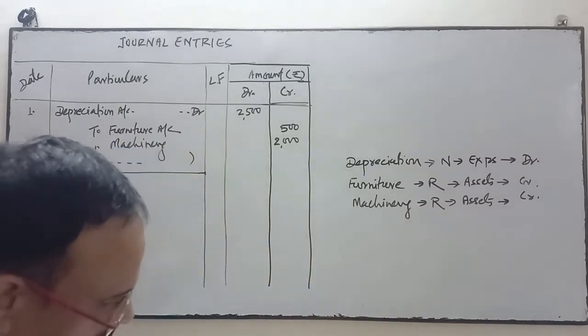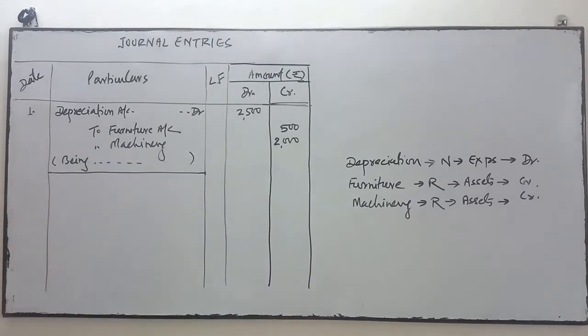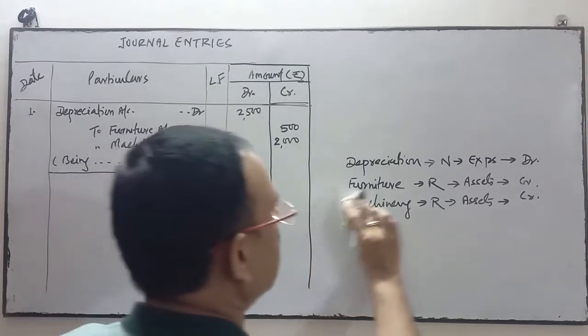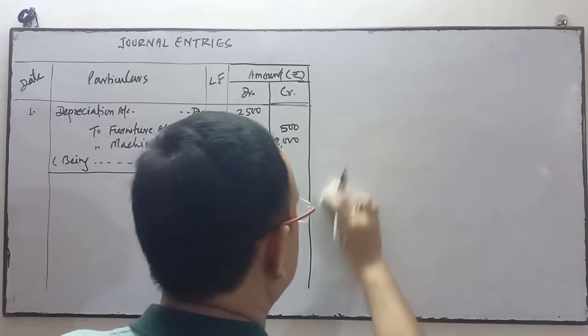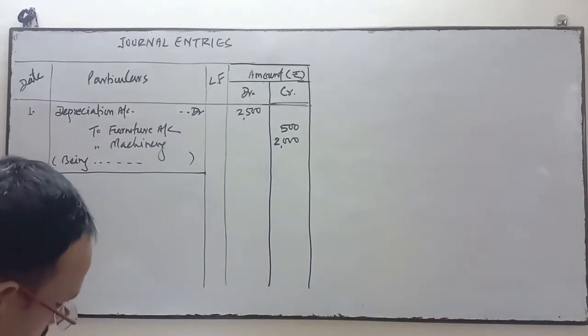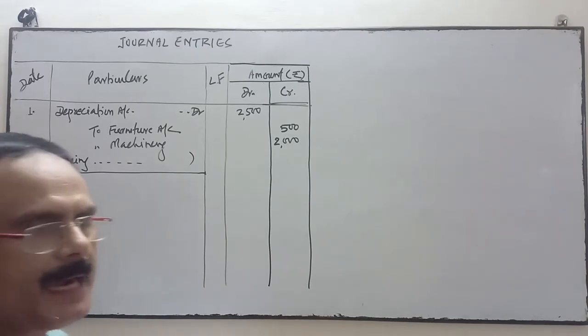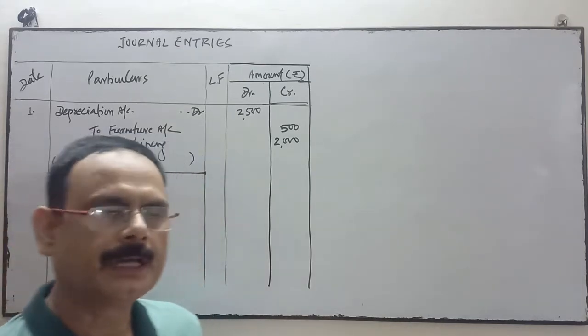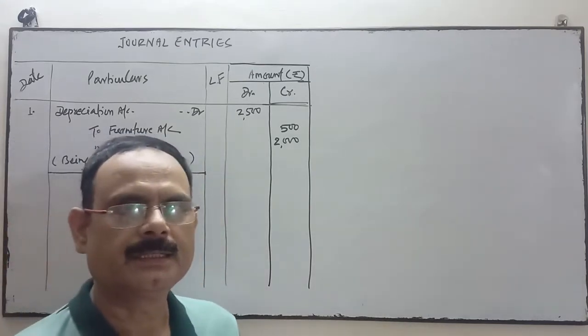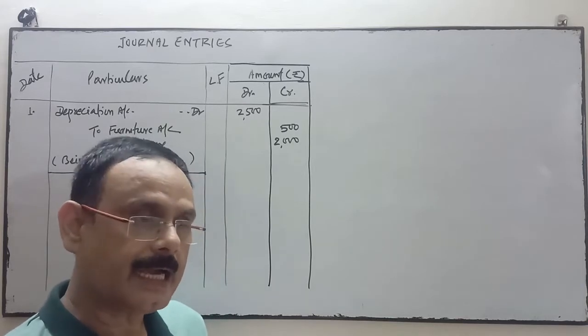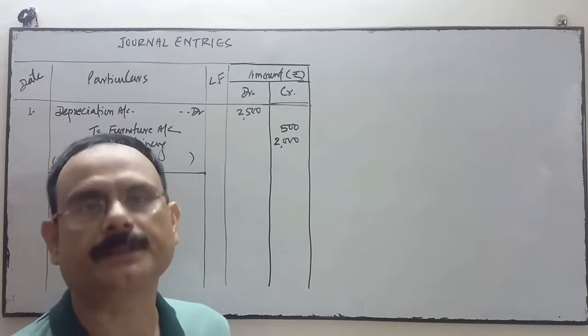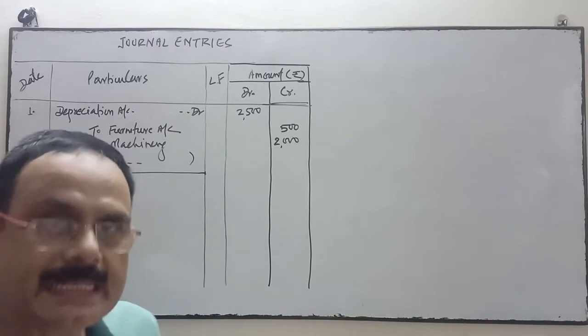Now see the next transaction. Received cash rupees 1000 for bad debts written off last year. The bad debts which were written off last year, considered as bad debts, that amount has been received this year.